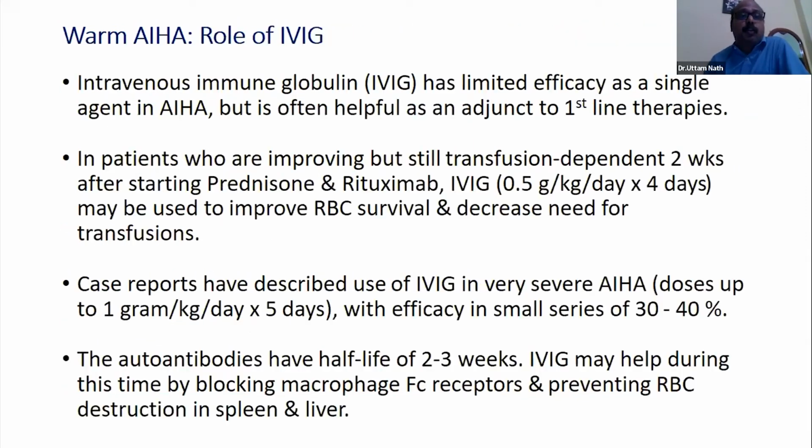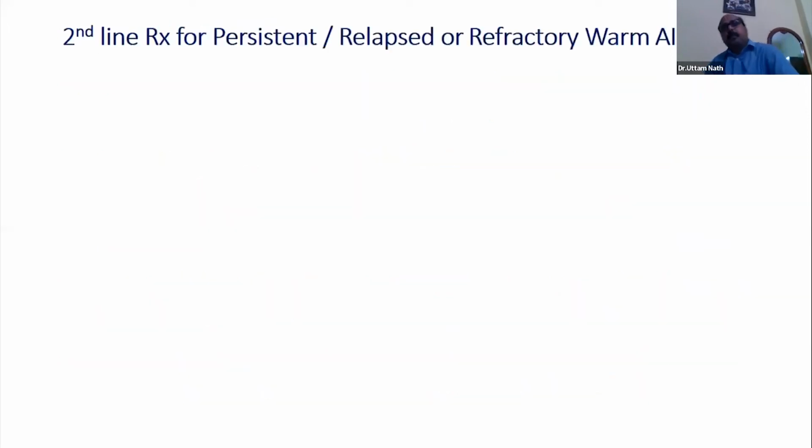Role of IVIG, as I have said, higher doses are required, with relatively limited efficacy if used as monotherapy, unlike ITP. Doses of 0.5 to 1 gram per kg per day for up to 4 to 5 days are required, and even then the efficacy is only 30 to 40%. However, it may be a life-saving temporizing measure which allows the steroids or rituximab to work. Okay, so it may be tried in patients with severe hemolysis.